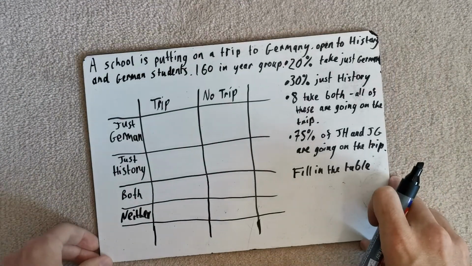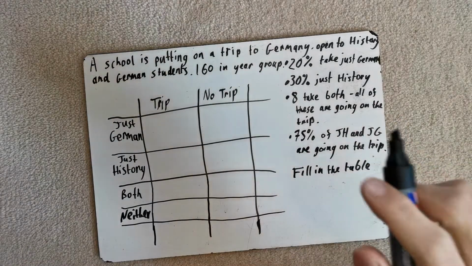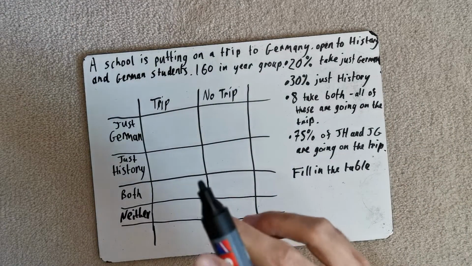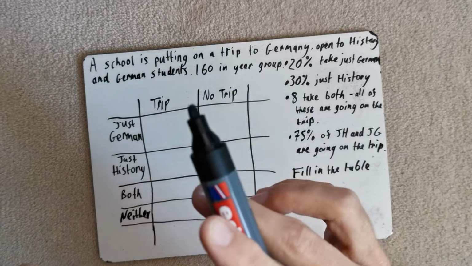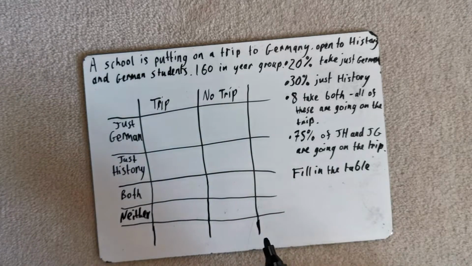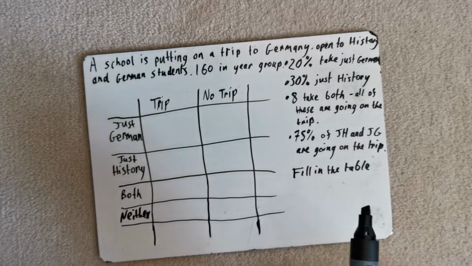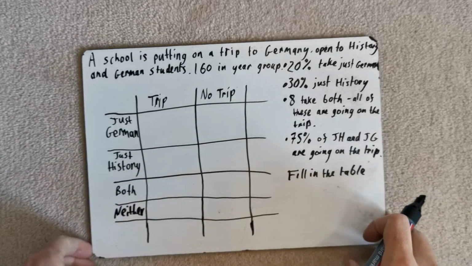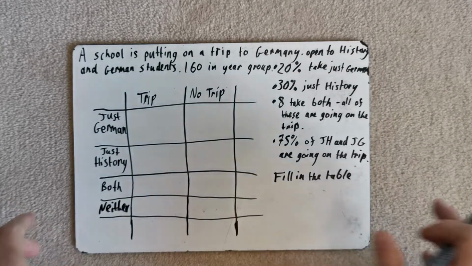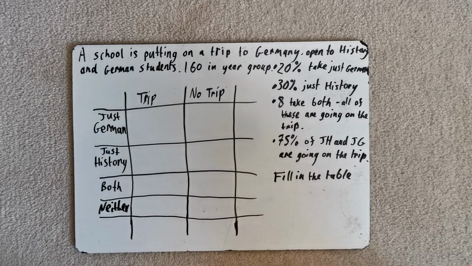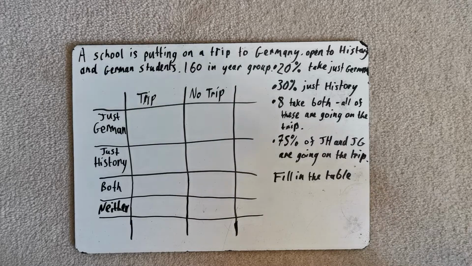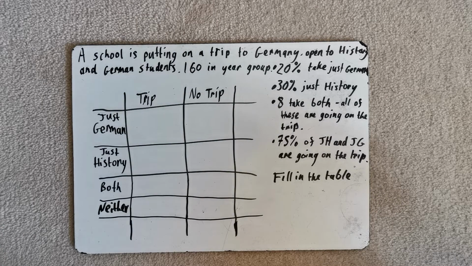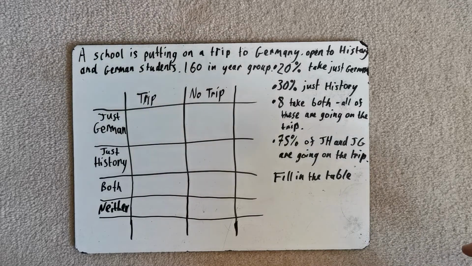Here's one for you. So a school is putting on a trip to Germany, open to history and German students only. 160 in a year group, 20% take just German, 30% take just history, 8 take both. All of these are going on the trip. Fill in the table. So I would highly recommend pausing the video right here, copying that table down, and then try and fill it out yourself. Okay, so pause now if you want to give that a go.